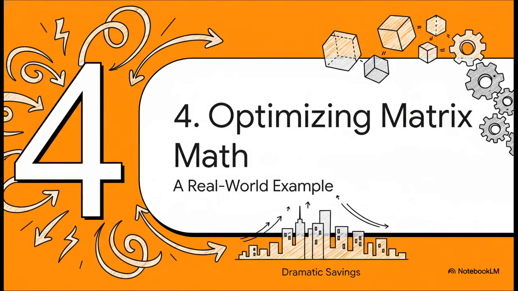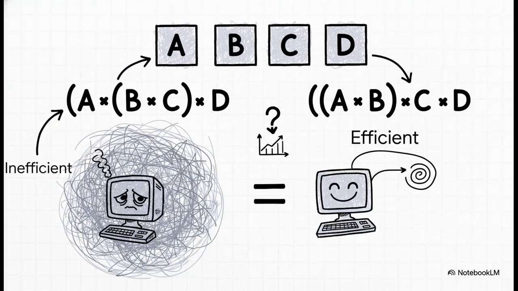But the power of DP goes way beyond cutting rods. Let's look at another classic problem, just to see how massive the savings can be when you apply this thinking. So get this, when you have to multiply a long string of matrices together, the final answer is going to be the same no matter what order you do it in. But the amount of work it takes, the number of calculations, can change dramatically based on how you group them. The whole goal is to find the order that takes the least amount of effort.